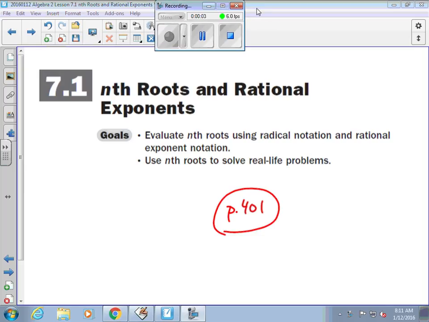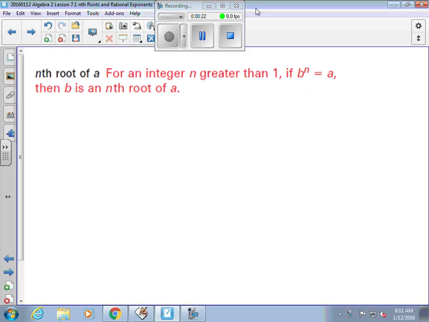This is Algebra 2, lesson 7.1. Doing nth roots. That's how you read that, as nth roots and rational exponents. We're evaluating nth roots using radical notation and rational exponent notation. That's a whole lot easier than it sounds. Then we're going to use them in real life problems beginning on page 401.